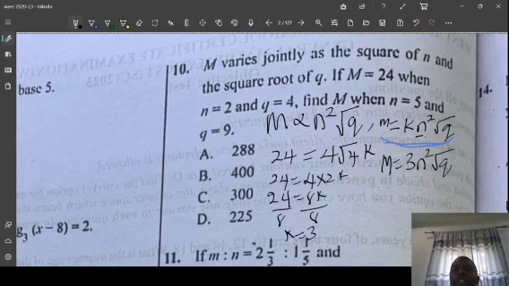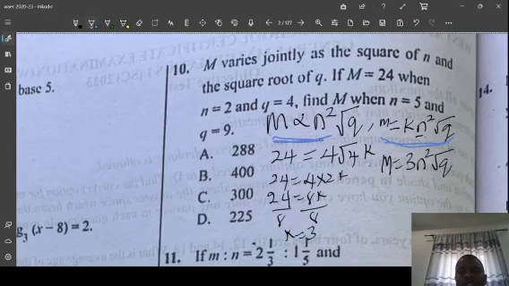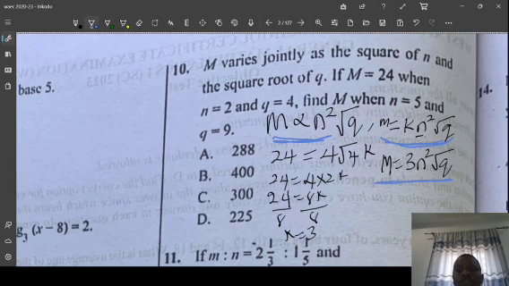So when you are solving whether direct, inverse, or joint proportion, your first step is to write out the formula from the question you are given, and then introduce your k, and then solve for your k using the parameters given in the question. And then you write the equation with your k in it. Once you have done that, you can then find what you are asked to find in the question. So we are told in this case to find m.